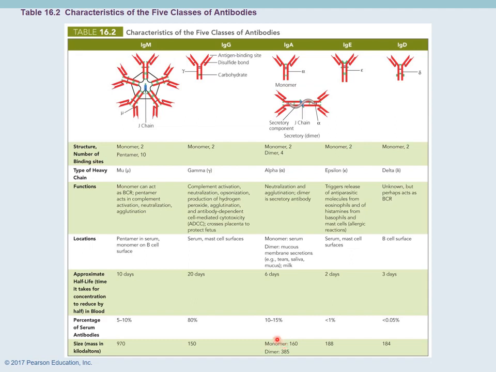This table does show what the structure looks like. As you can see, IgM is a pentamer. There are 5 of these basic complexes together. IgG, IgE, and IgD are monomers. There's just one of those complexes. IgA is a dimer, meaning you have 2 of them connected together. Once again, the function is mentioned, the location is mentioned, and overall, the percentage of these that are found. So you can see about 80% of them are your IgGs.